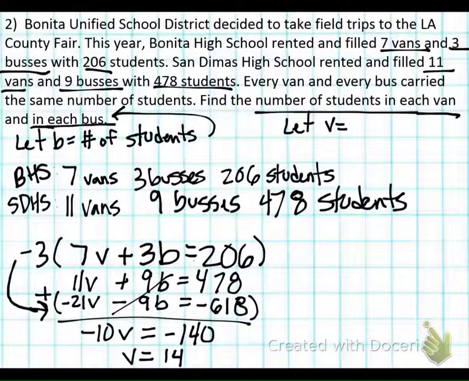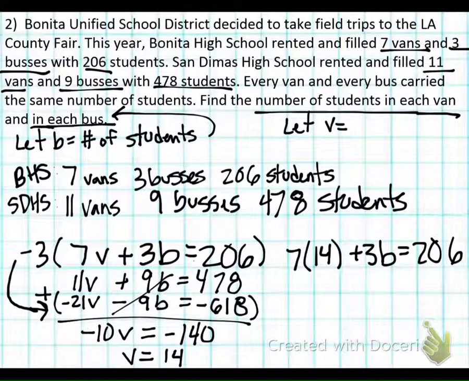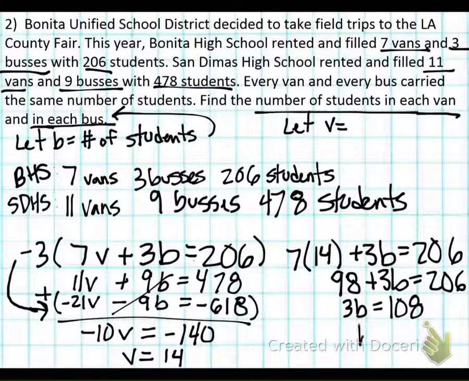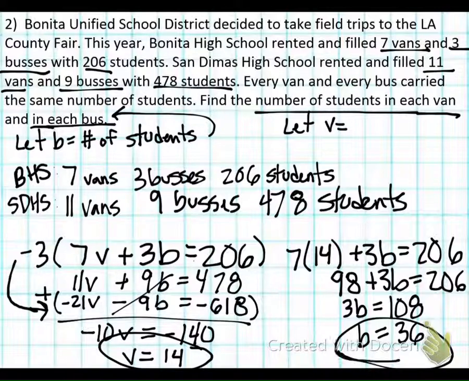So if I plug it into the first one, that gives me 7 times 14 plus 3b equals 206. Multiplying gives me 98 plus 3b equals 206. And subtracting the 98, I get 3b equals 108. So b equals 36. Okay, then I would write out in complete sentences that the number of students in each van is 14, and the number of students in each bus is 36.